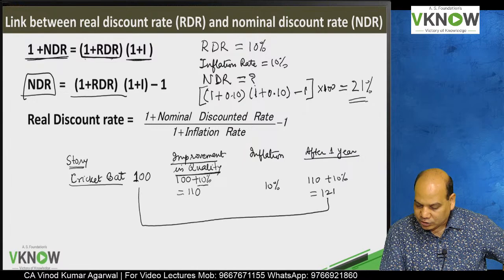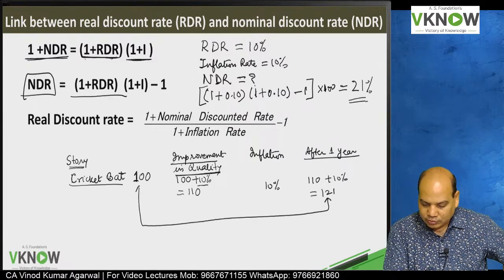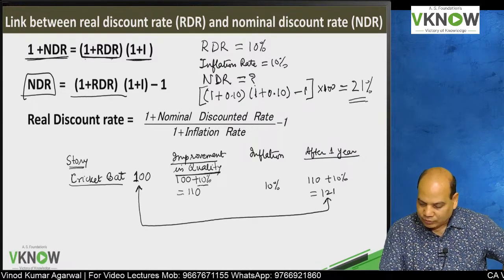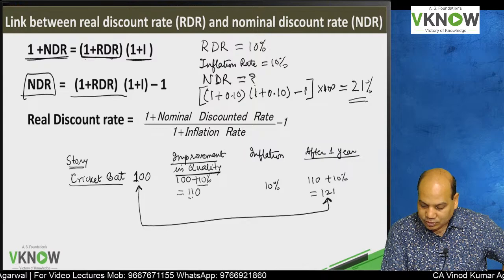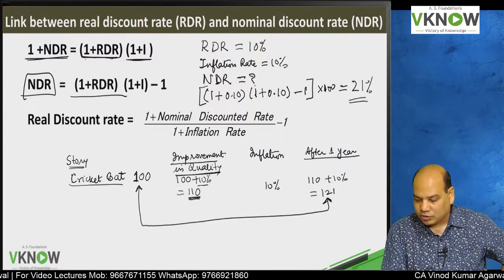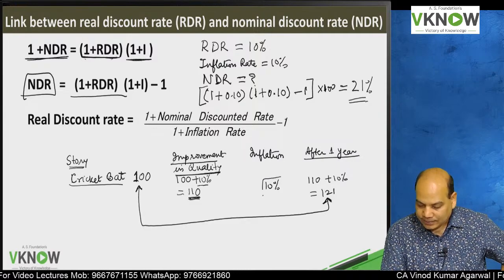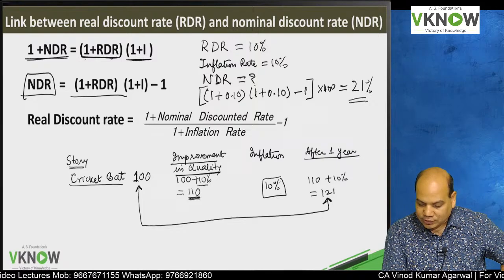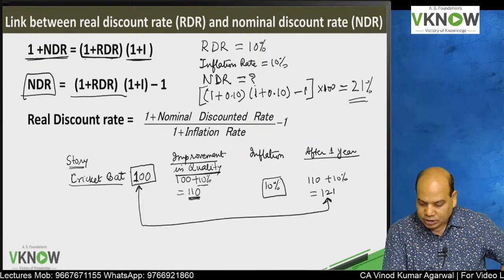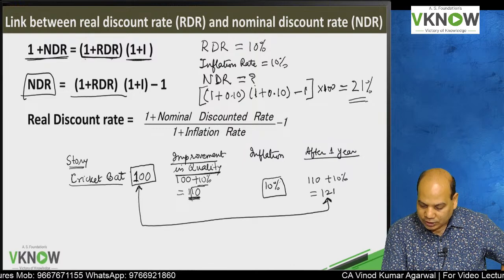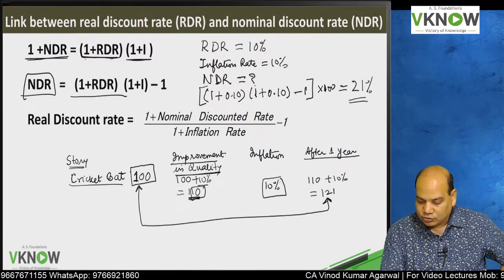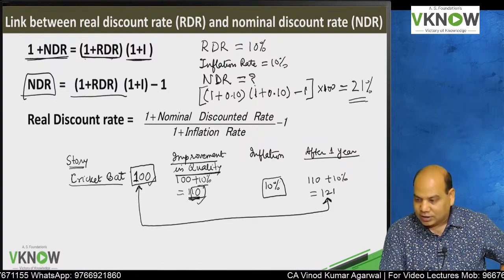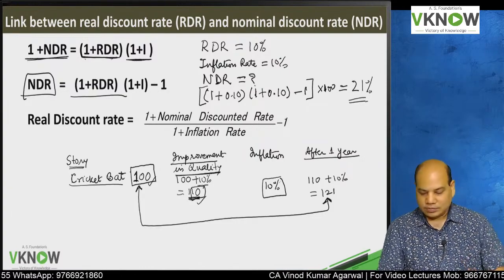Now if I compare these two, 100 was at the beginning, 121 at the end. It is not a 20 increase, it is 21. 10 rupees is the increase because of improvement in quality. The inflation of 10% is applicable on 100 also, and on the 10 rupee improvement in quality. So the effect of inflation is on 100 and 10, that is 110 rupees.